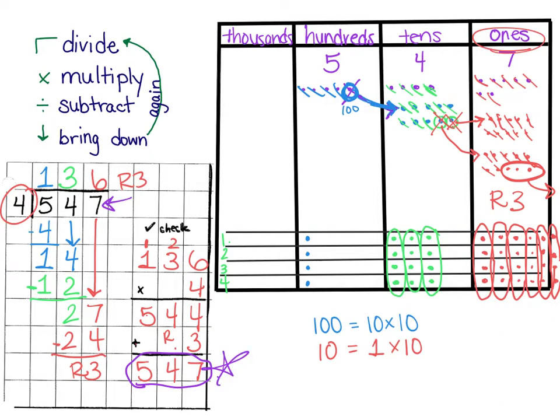So in the number 554, when we divide it into 4 groups, there are 136 in each group. Does that make sense? There's 136 in each group, and there's 4 groups. So when we checked it, we took 136 and we multiplied it times the 4 groups. So to see if we could get our original answer.